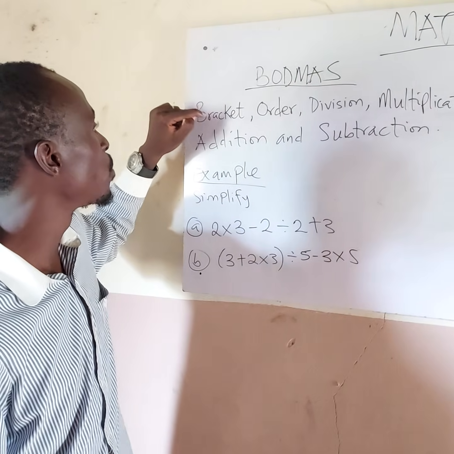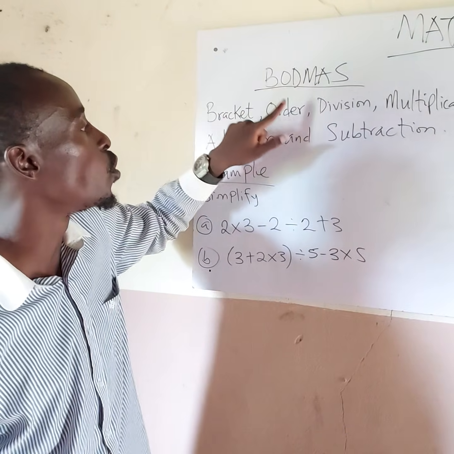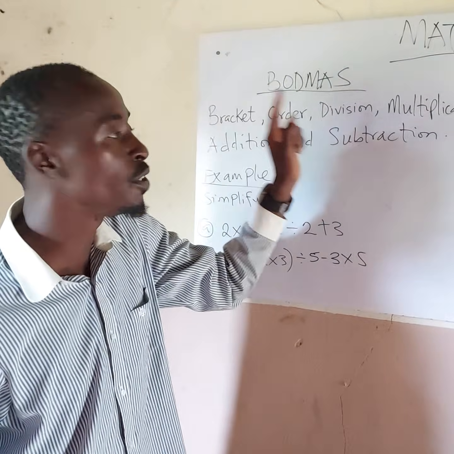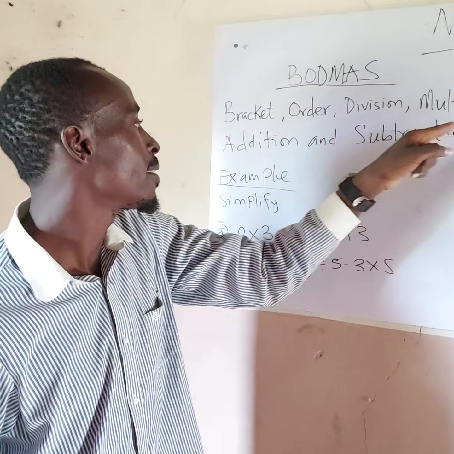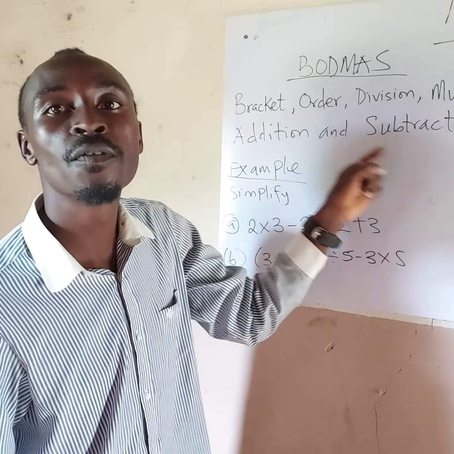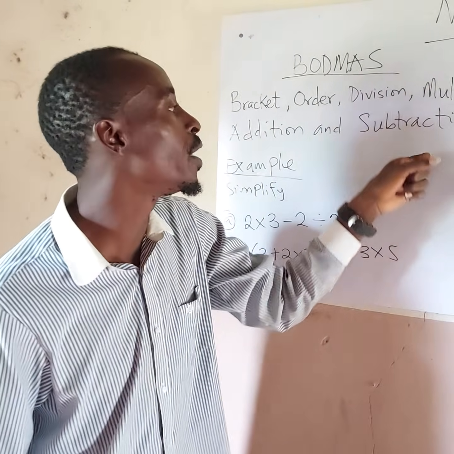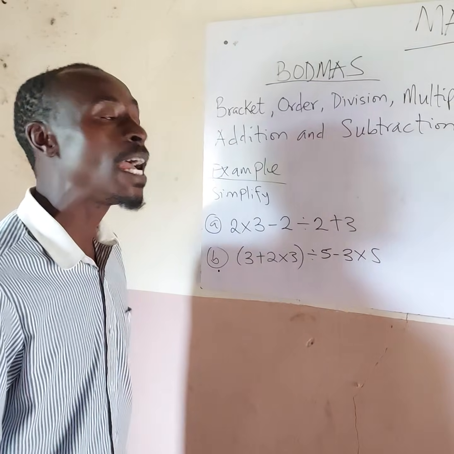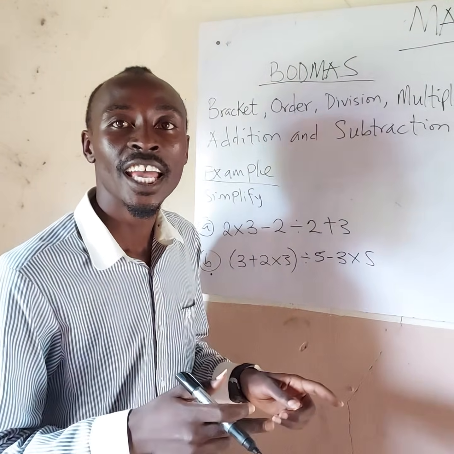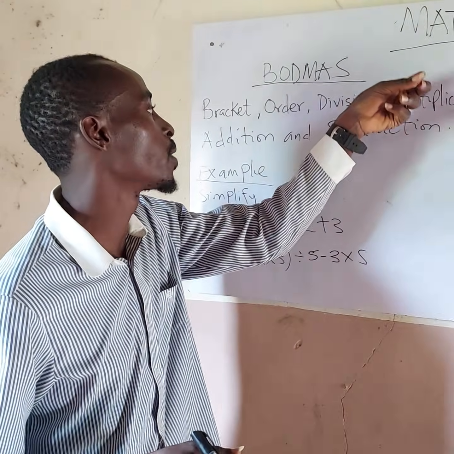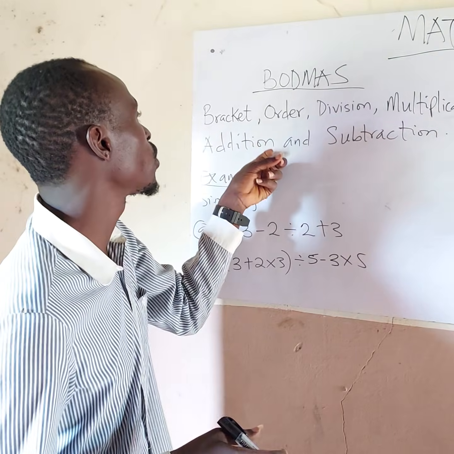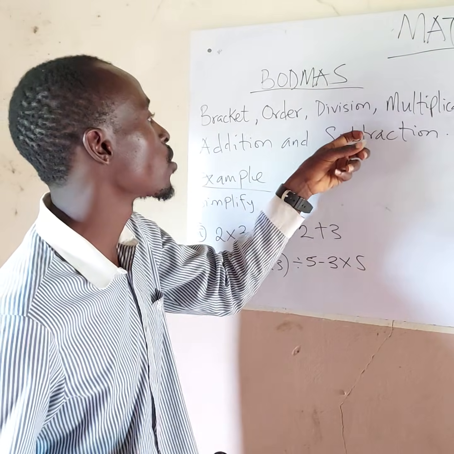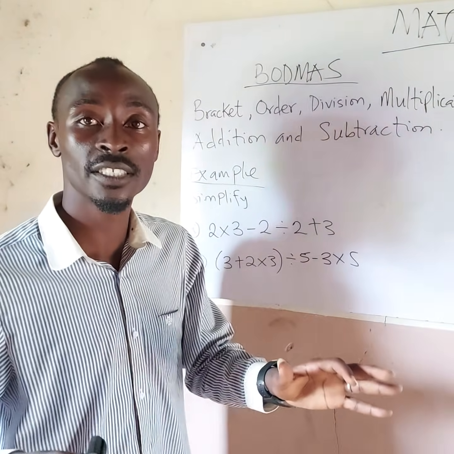You will first start with bracket, then you go to order, then you do division, then multiplication, then addition, before you conclude with subtraction. Anytime you change the order, maybe you start with subtraction before multiplication, or you start with addition before bracket, or you start with subtraction before division, you're going to get the wrong answer.